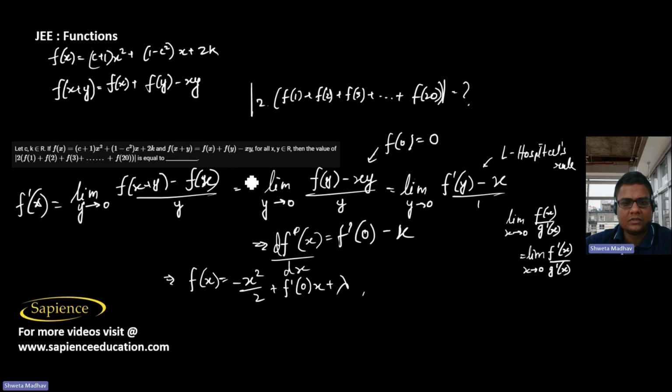f of 0 is 0 only. From here also we can see f of 0, that is 0 plus 0, so 2 into f of 0 minus 0. So it means f of 0 is 0 only.